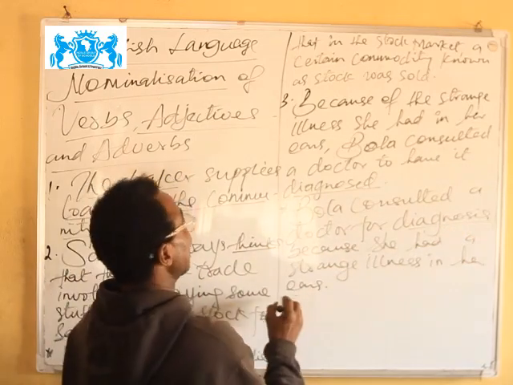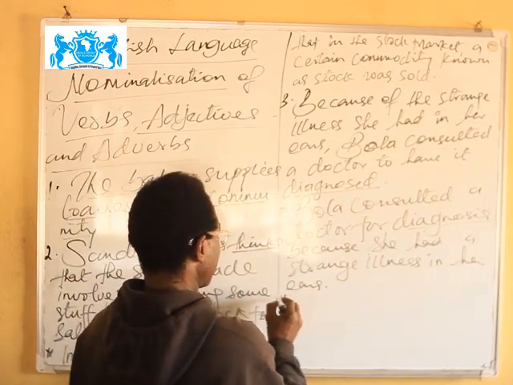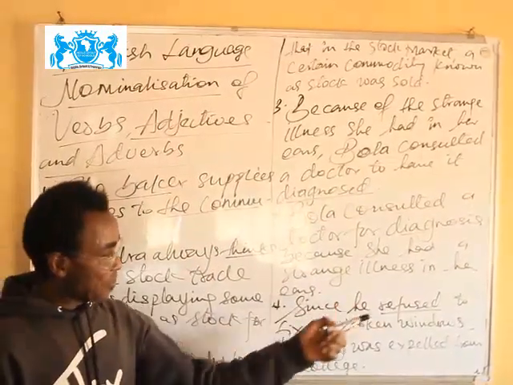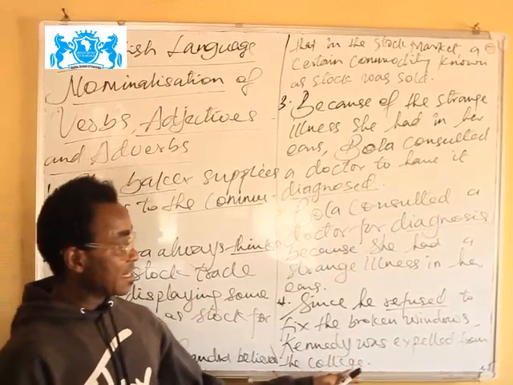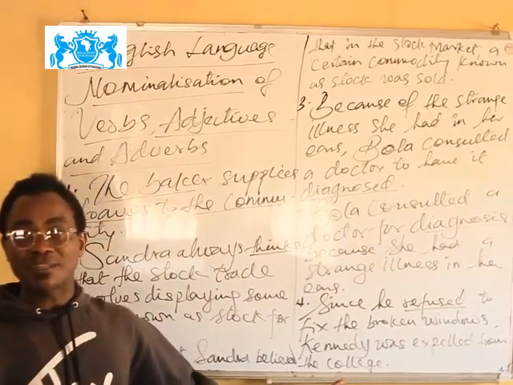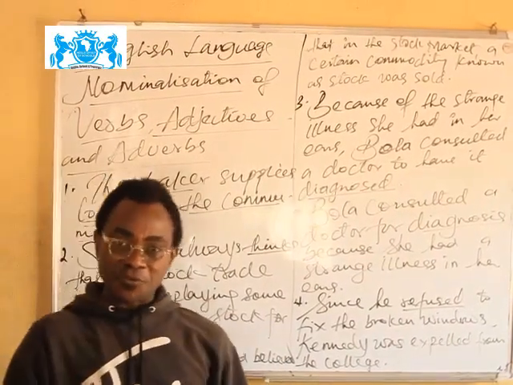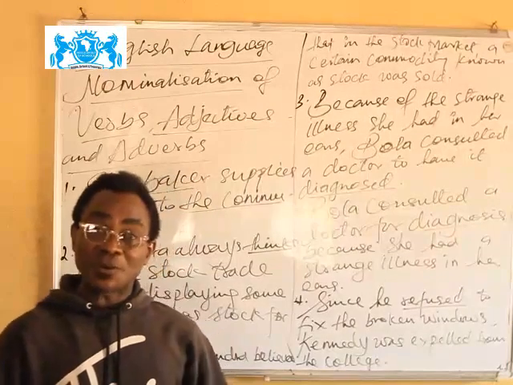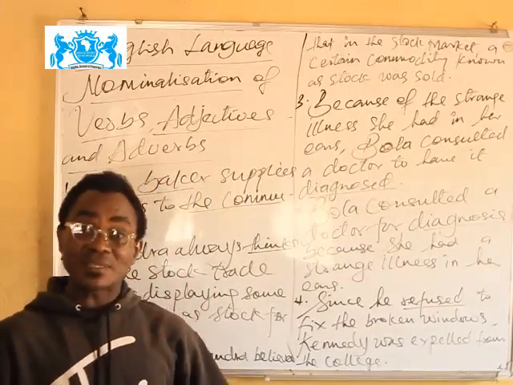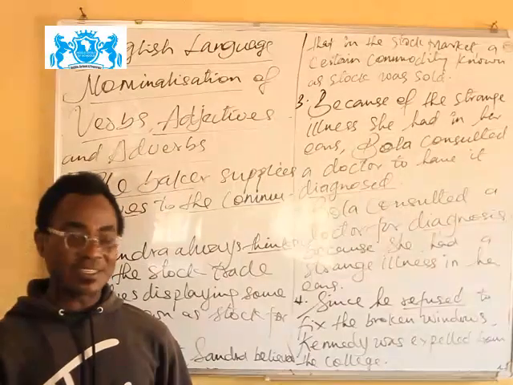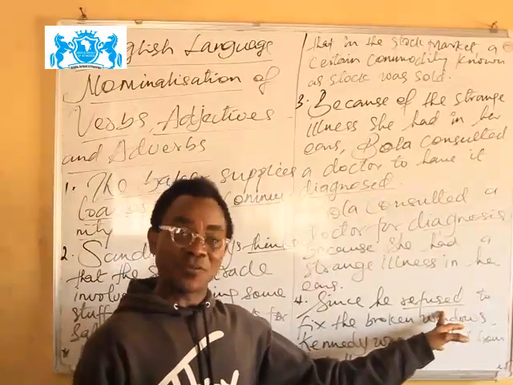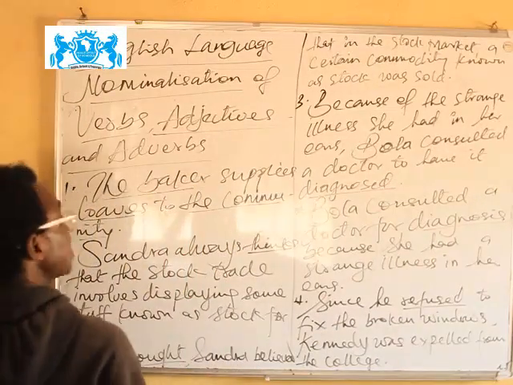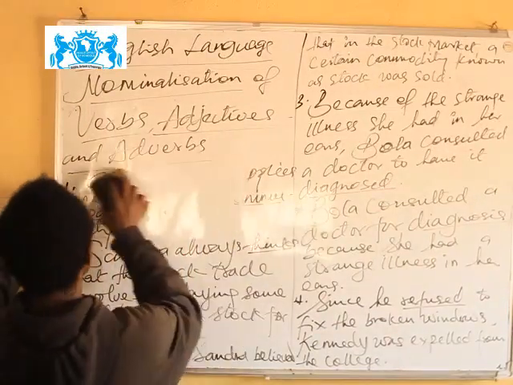Let's take another example, a fourth one. He refused to fix the broken windows. Kennedy was expelled from the college since he refused to fix the broken windows. And so the verb we've used here is the verb refuse. Now we can nominalize that verb.